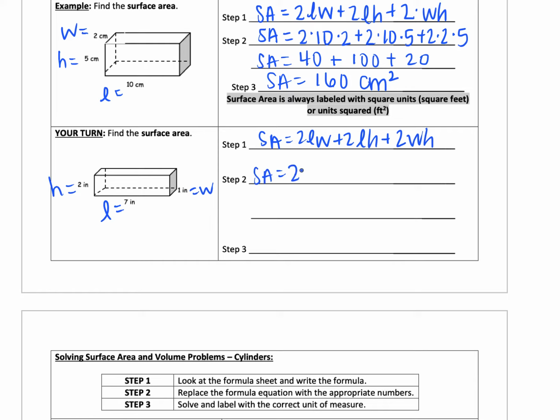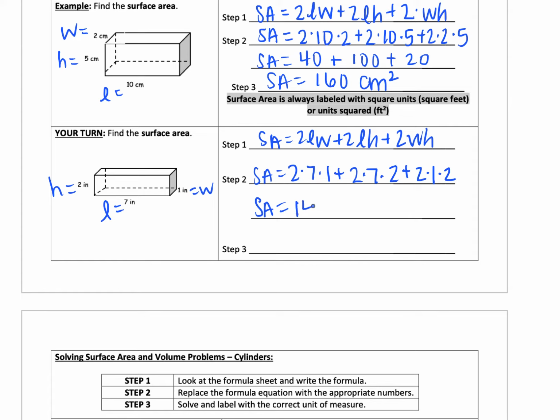So 2 times the length is 7 times the width is 1 plus 2 times length of 7 times height of 2 plus 2 times the width of 1 times the height of 2. So I just replaced all my letters with what I had labeled them as. So L was 7, W was 1, and H was 2. So again, we have multiplication and addition. We have to follow GEMDAS and take care of all the multiplication first.